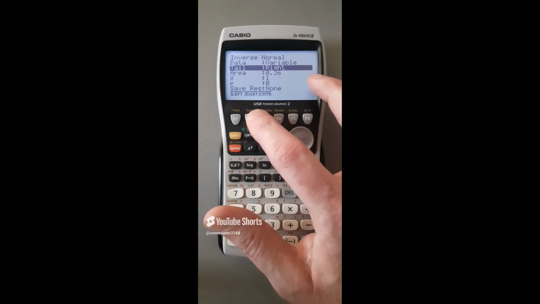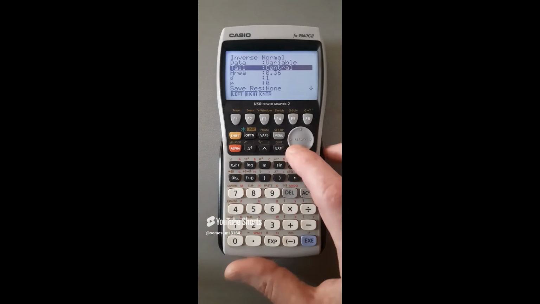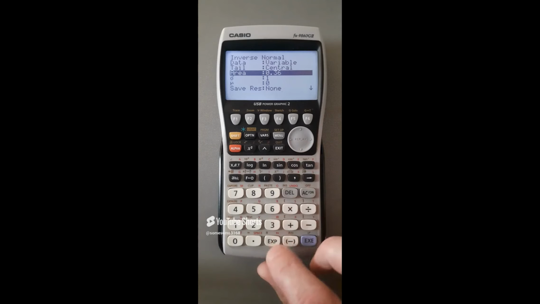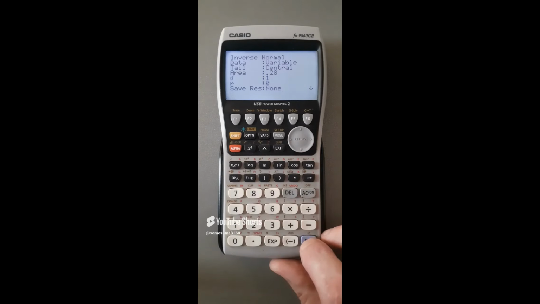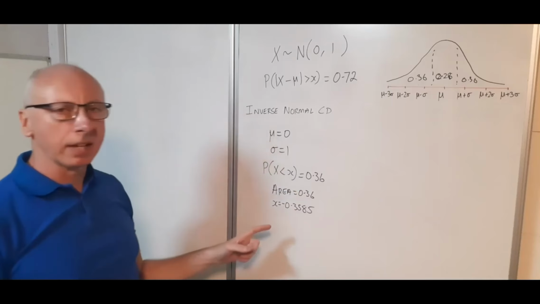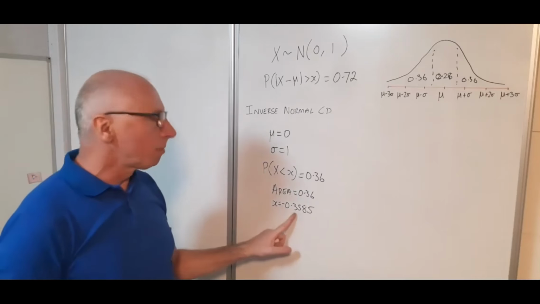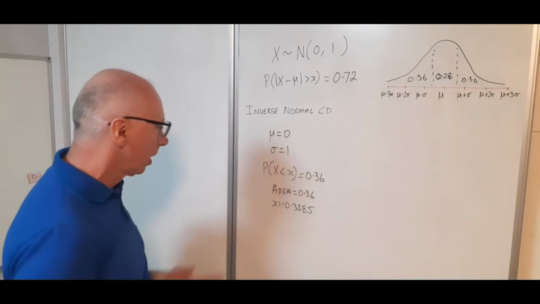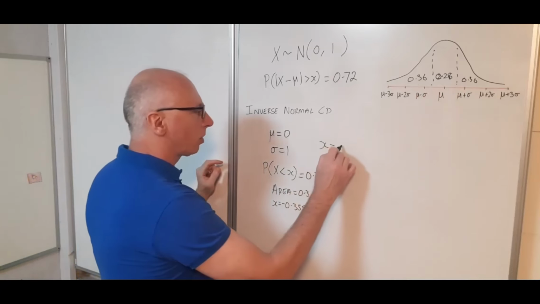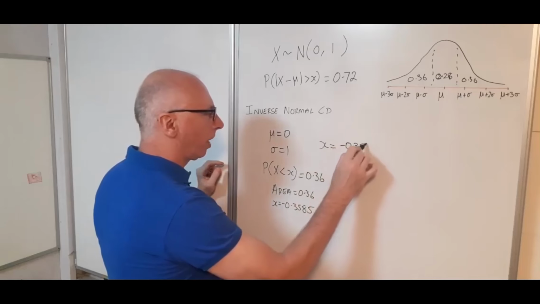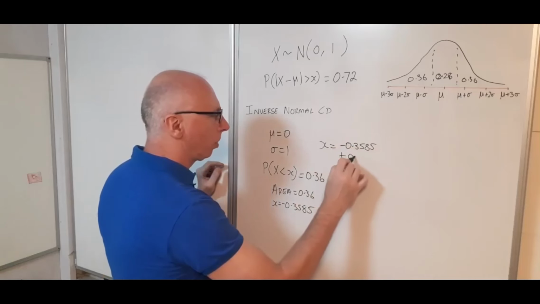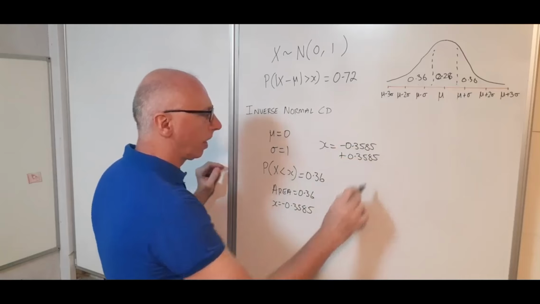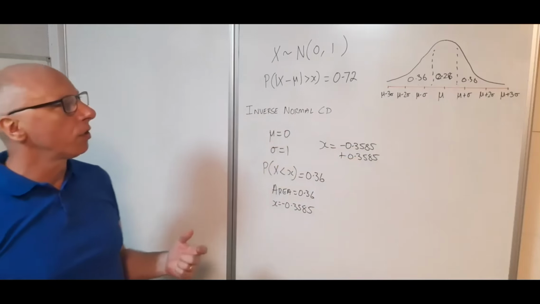Or we can just go to the central, work out what the area is in the middle, which is 0.28, and then press that, should give us both results, which are as required. 0.3585, and plus or minus will be fine because we know by the laws of symmetry this one should be the plus version. So therefore x equals minus 0.3585 or plus 0.3585 by the laws of symmetry of the normal distribution.